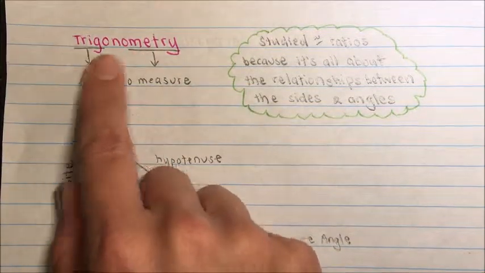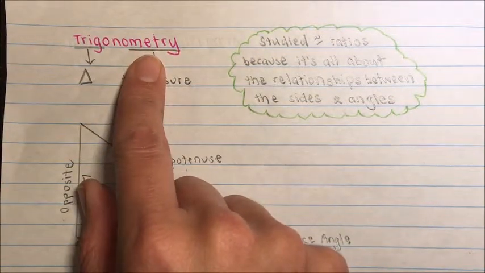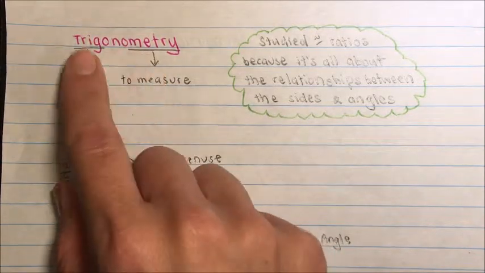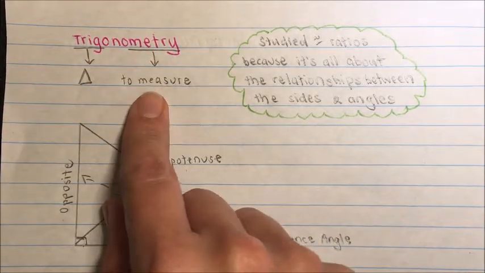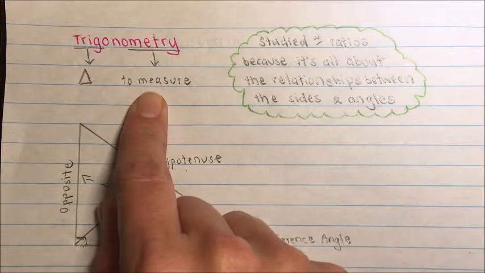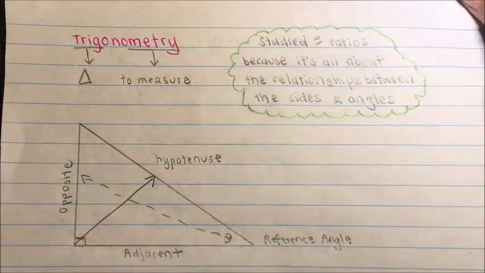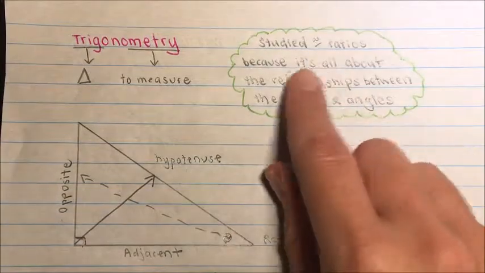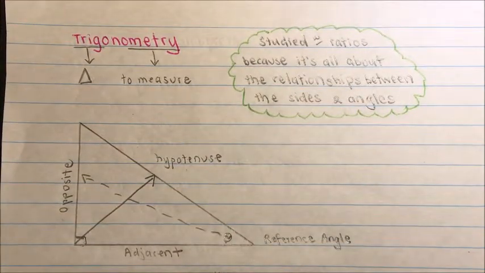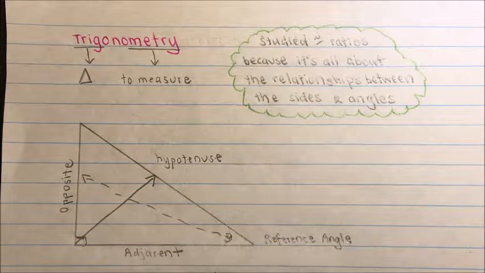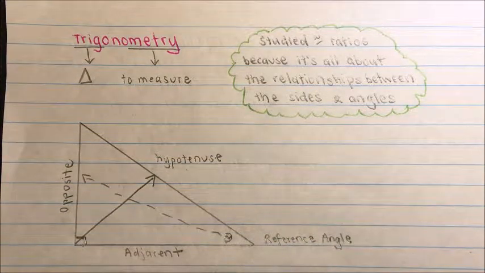Trigonometry can seem a bit daunting until we appreciate that trig means triangle and metry means to measure. So trigonometry is really just about measuring triangles. We study trigonometry with ratios because it's all about the relationship between the sides and angles of a triangle, so we can work out one provided we know two of the others. So let's have a little look.